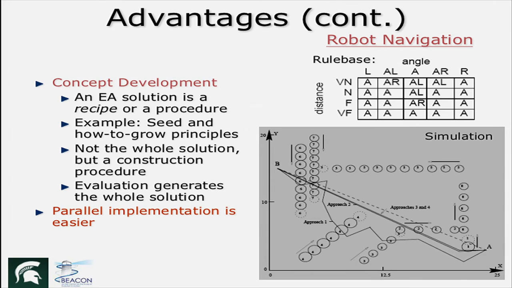What is that optimal brain of the robot? What is that optimal rule base? Or what is that optimal concept that I need so that the robot can achieve it in a minimal time? So instead of finding the exact solution, you find the concept.